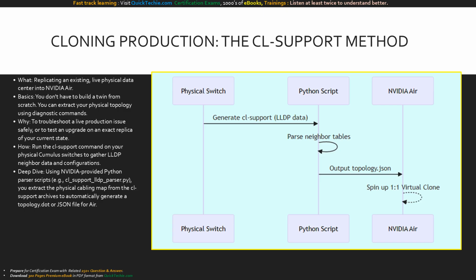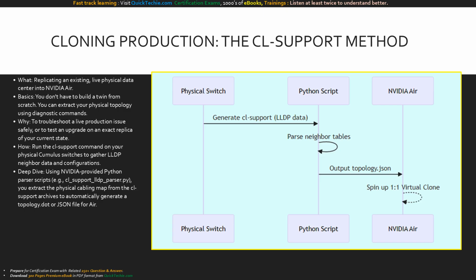You run the standard cl-support diagnostic command on your physical Cumulus switches. Our deep dive is where the magic happens. NVIDIA provides open-source Python parser scripts. You feed your cl-support files into the script, and it analyzes all the LLDP neighbor tables. It then automatically generates a perfect topology DOT or JSON file. You upload that to Air, and boom, you have an exact logical clone of your physical data center.